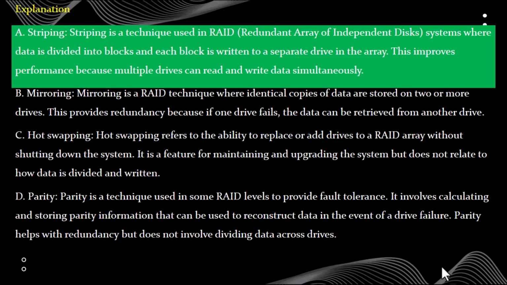The other options: mirroring is a RAID technique as well, but in this case, identical copies of data are stored on 2 or more drives. For hot swapping, it's the ability to replace or add drives to a RAID array without shutting down the system. While parity is a technique that is used in some RAID levels to provide fault tolerance. So in respect to the question asked, option A is the best option.